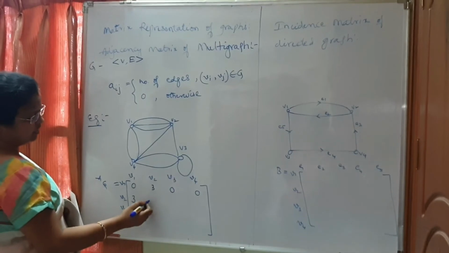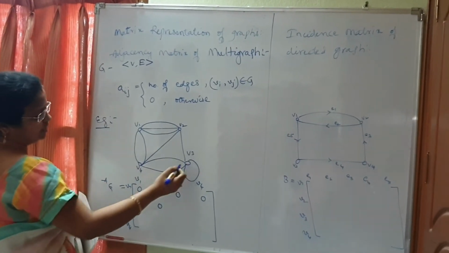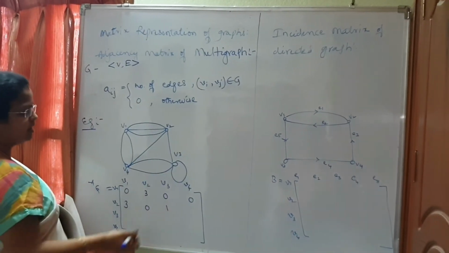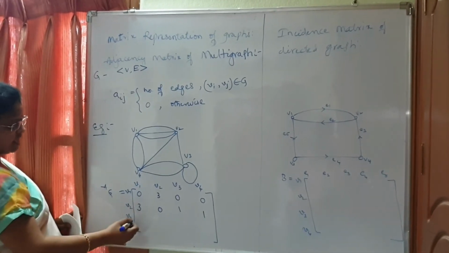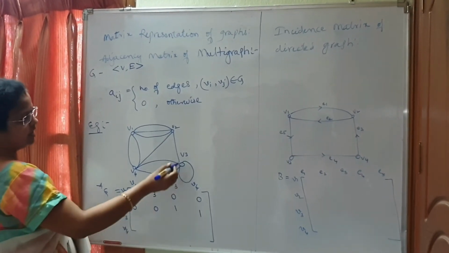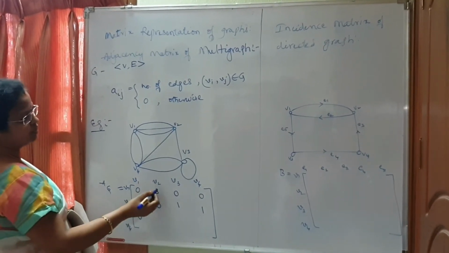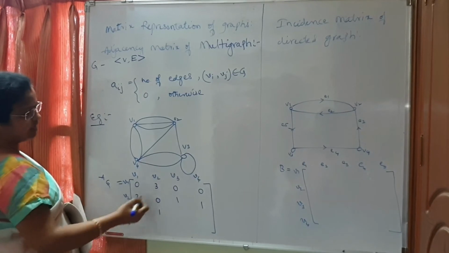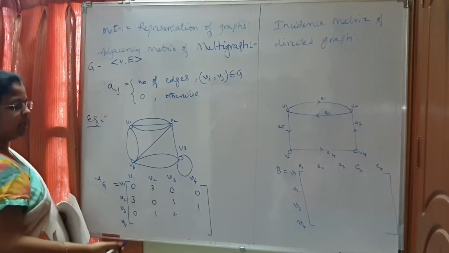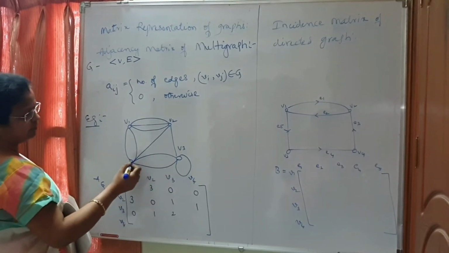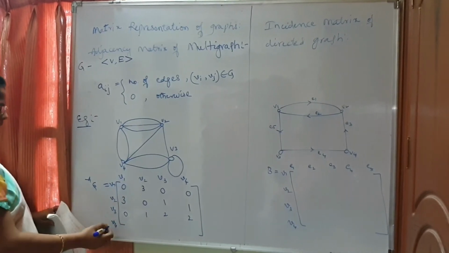V2 to V2, we have no loop. Therefore the value is 0. Next, V2 to V3, we have only one edge, 1. V2 to V4, we have one edge. The number is 1. Next, I am considering the vertex V3. V3 to V1, there are no edges, therefore 0. V3 to V2, we have only one edge, and V3 to V3 we have a loop. A loop is treated as equal to 2 edges. Next, from vertex V3 to V4, again we have 2 parallel edges, therefore here the number of edges is equal to 2.